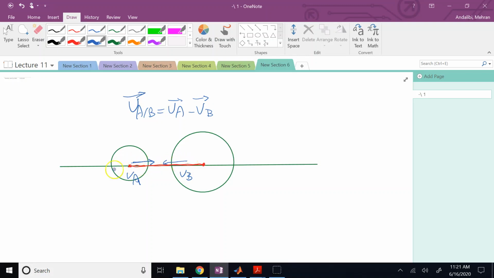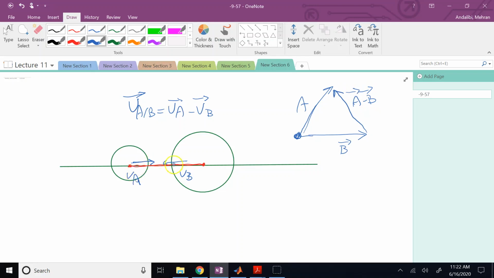So here, what is VA minus VB? When we subtract two vectors, how do we subtract two vectors? Remember? If this is vector A and this is vector B, if we draw both of them from the same point, then A minus B is what? Connecting the end of negative, which is B, to the end of positive, which is A. So this is A minus B, right? That's how we do it.